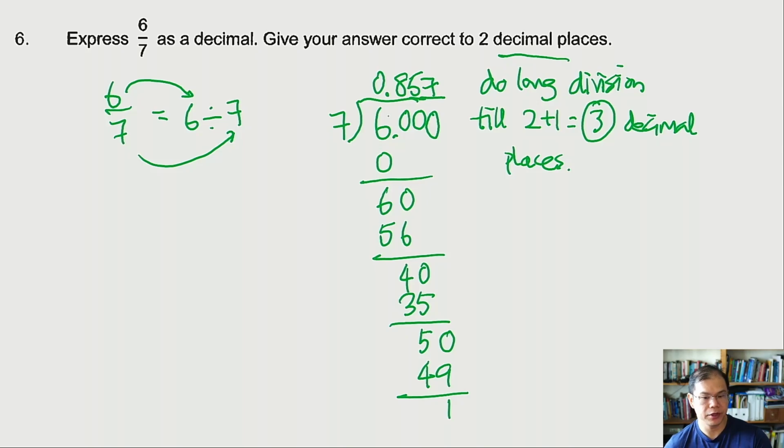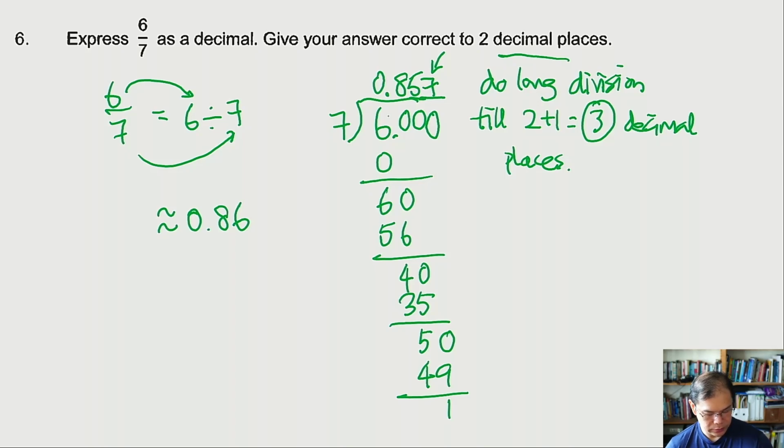Okay, I'm not going to carry on with the long division because I've already done my long division until 3 decimal places, so that now I know if I want to correct it to 2 decimal places, I have enough information to tell me whether I should round up or round down. So if I look at the 3rd decimal place, which is 7, so I need to round up my number. So round up to 0.8. What comes after 5? 6.